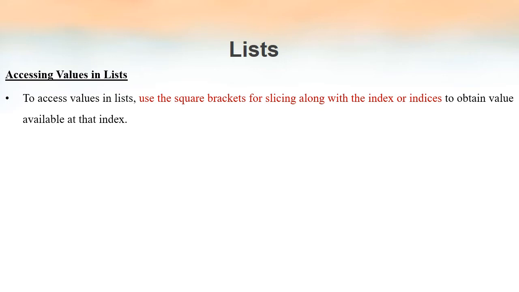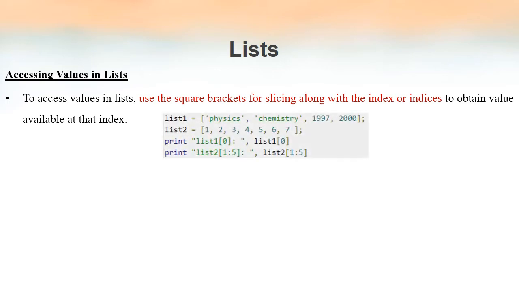And see how we are accessing list 1 of 0. List 1 of 0 means the first element inside list 1, so it will print physics. In the second case we are using the slice operator. In that we are writing list 2 of 1 to 5. So what does that mean?